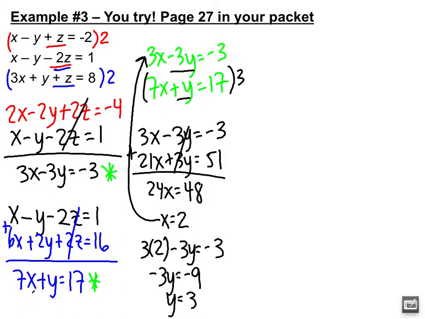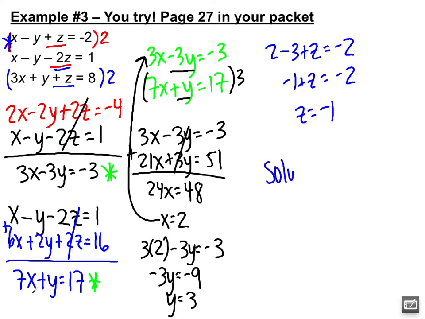Last step, I need to determine the value of z. I'm going to substitute into this first equation of the system to find z. So I have 2 subtract 3 add z equals negative 2. Negative 1 add z is equal to negative 2. So z equals negative 1. Last step, remember to write your solution as an ordered triple x comma y comma z. So 2, 3, negative 1.